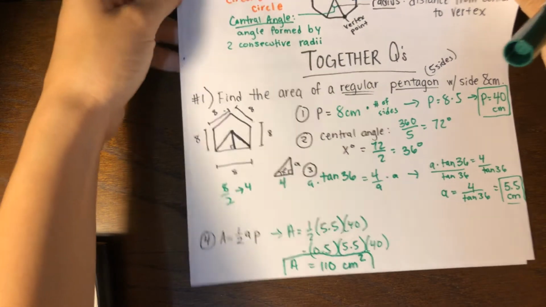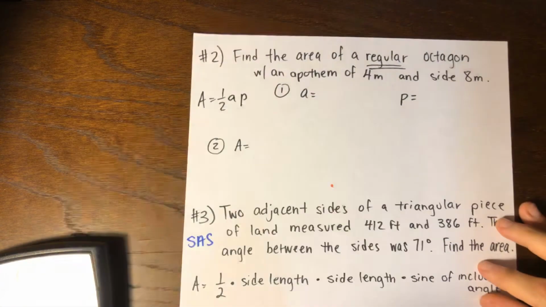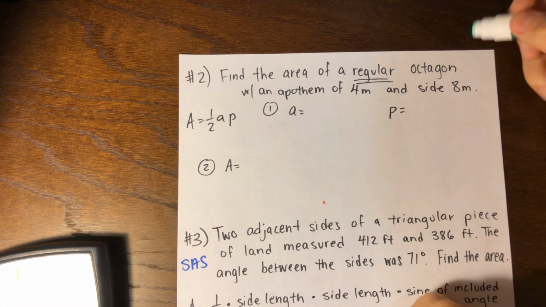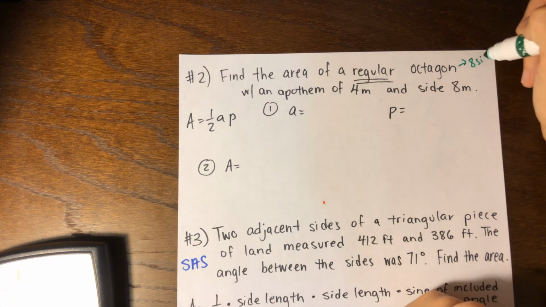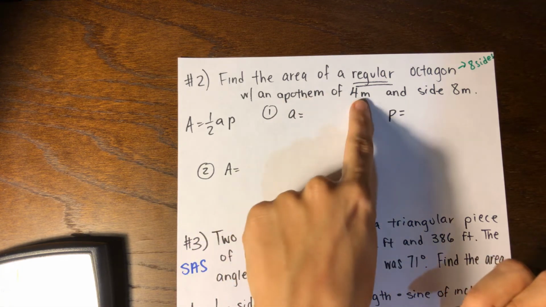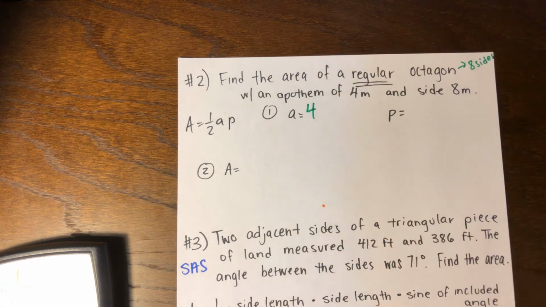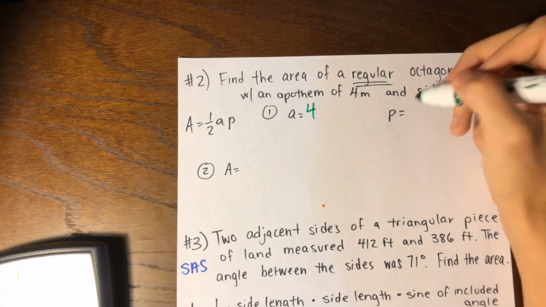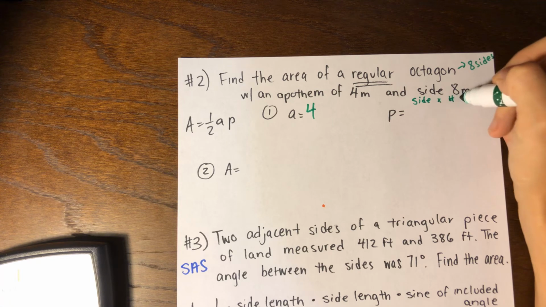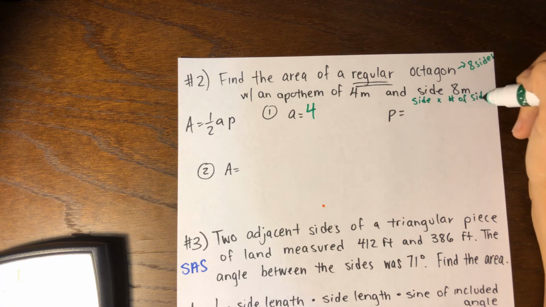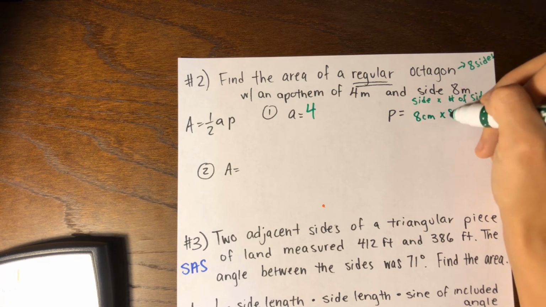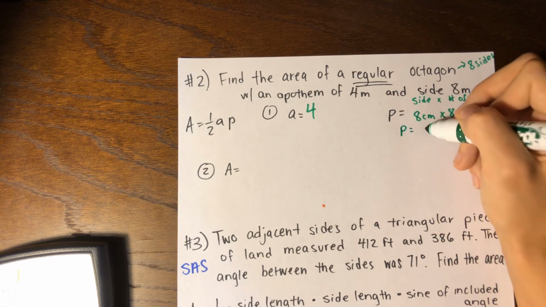Okay, let's go to the next ones. These are a bit easier. When we're finding the area of a regular octagon, this is 8 sides. They give us the apothem, which is 4. So first step, a is 4. The perimeter is side length times number of sides, so I have 8 centimeters times 8 sides. So the perimeter is 64.